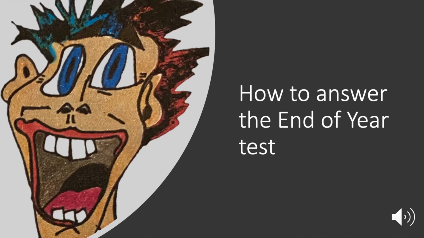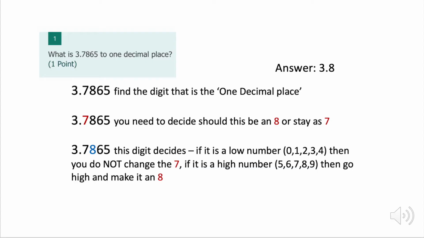We're going to look through virtually every question that you possibly could be asked in your test, and I'm going to go through each one and show you how to answer it. So hopefully you enjoy this. Always go back, look at it, stop it, pause it, etc. Okay? So the first question is what is this number to one decimal place?